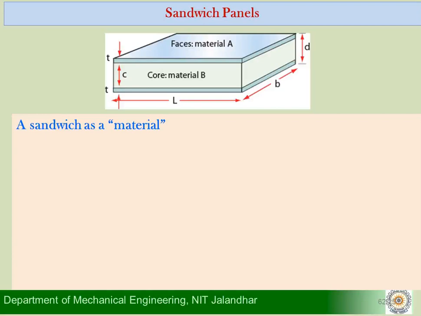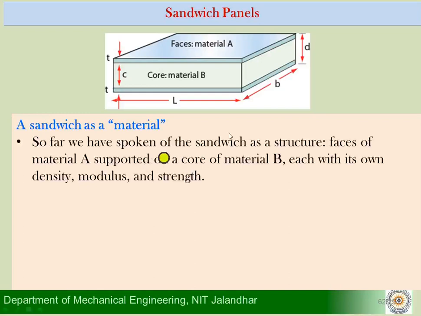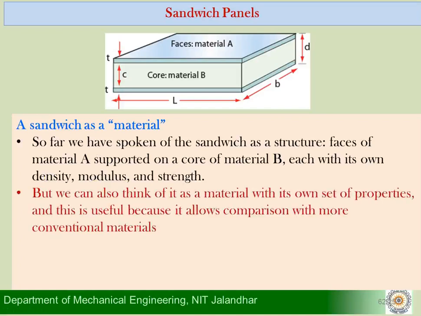On the same lines, we will try to analyze sandwich panels as different materials, or as equivalent materials here. So we'll say a sandwich panel can be understood as a material itself. What we have seen earlier is that a sandwich is a structure which has faces and a core, and each of these, the core material as well as the face material, has its own density, its own modulus, and its own strength. But to take it as a material in its own right, we can say that a sandwich here has some equivalent properties.